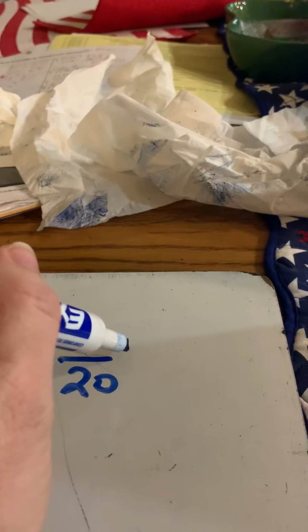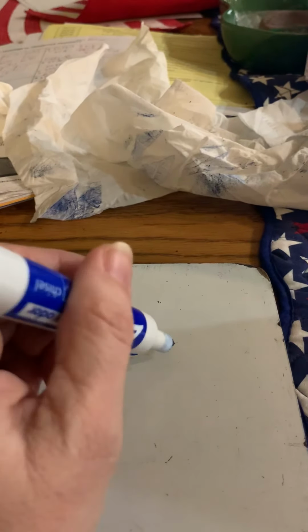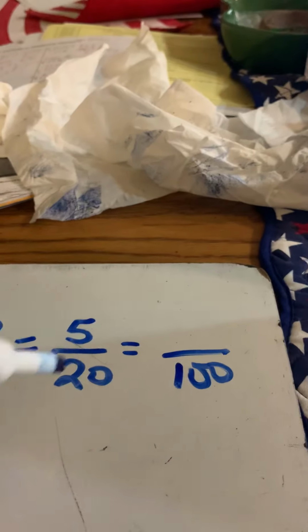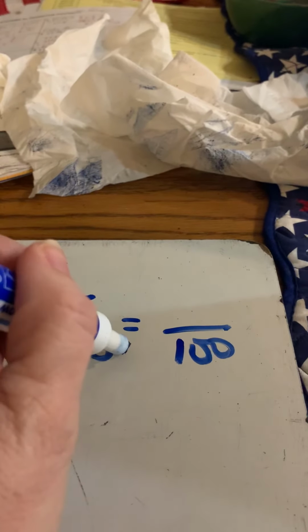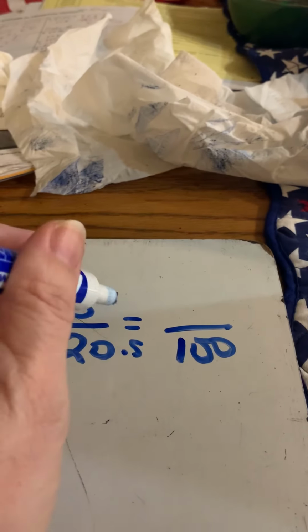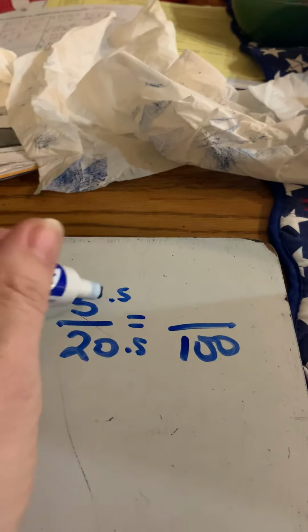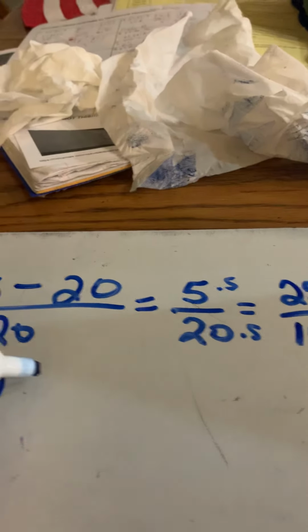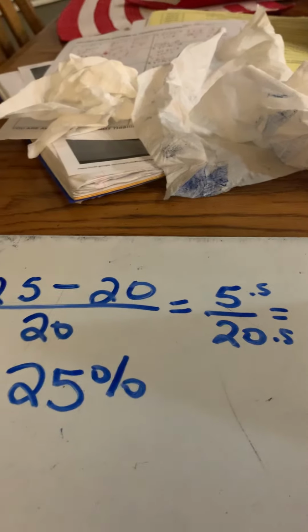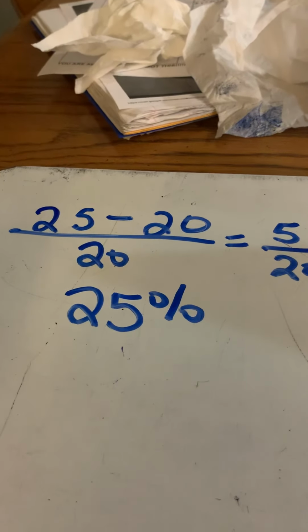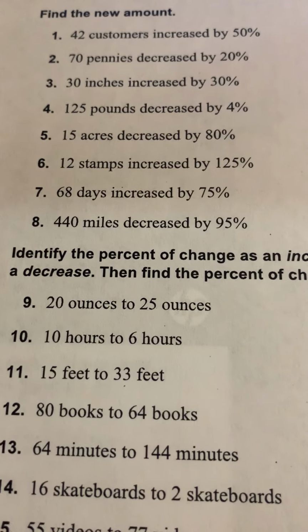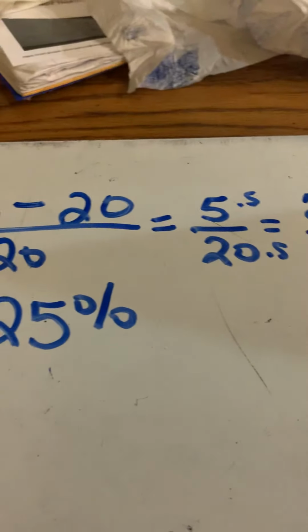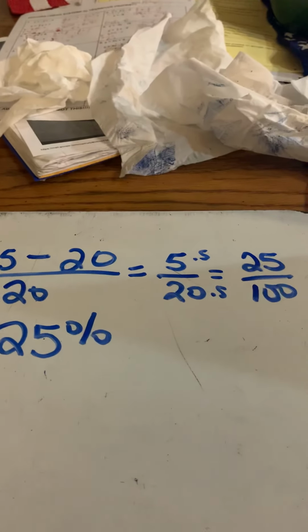I would actually simplify that, or you could make that into a percent using the proportion. Since 20 is a factor of 100, you can use the equivalent fraction method to find the percent. 5 times 5 is 25. So the percent of increase is 25%. So that's how you find the percent of increase. So for number 9, 20 ounces to 25 ounces is 25%. But this is the work that I would expect to see.